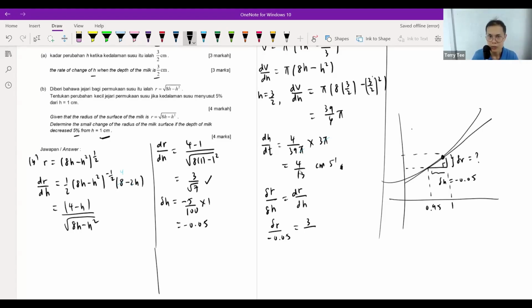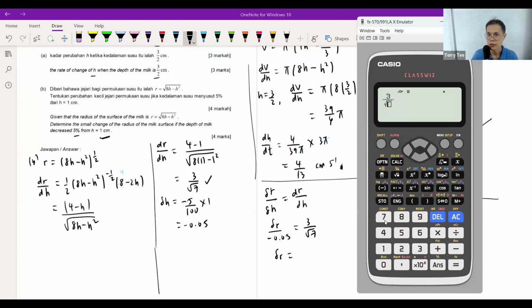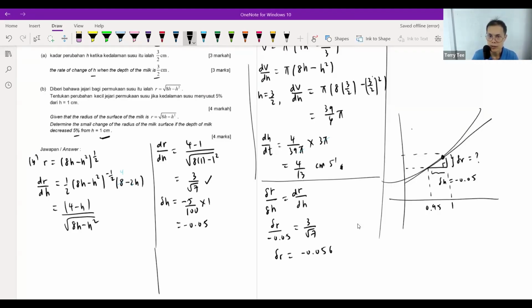So we let it be equal to this. Never mind, I just continue from here. I hope you can see this is the second part of part B. We just multiply: take 3 over square root 7, then multiply with 0.05. The negative you can just add in later. Your answer is negative 0.05669. Okay, that's it. That's your answer.